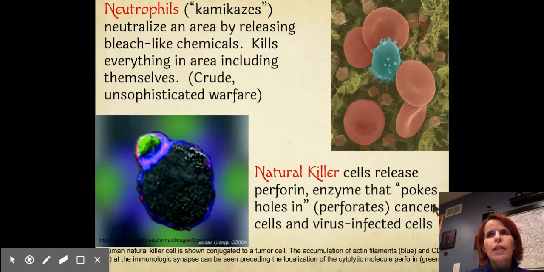I will point out at this point that to really understand the immune system, you would have to have an MD or a PhD, many, many more years of schooling. And I'm trying to do this in about 15 minutes. So I'm skipping lots and lots of white blood cells, and I'm giving you just really quick introductions to a few of the white blood cells. What they do is, in fact, a lot more complicated. But these are the things I expect you to know. The macrophages are the big eaters, the neutrophils are the kamikazes, and the natural killer cells poke holes in virus-infected or cancer cells.